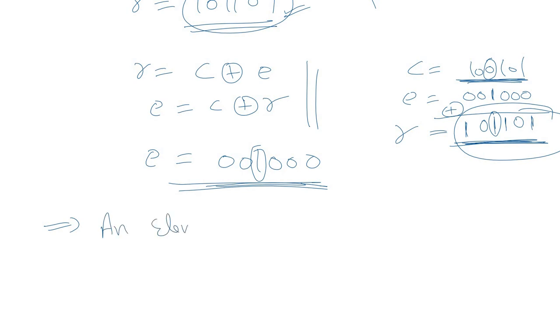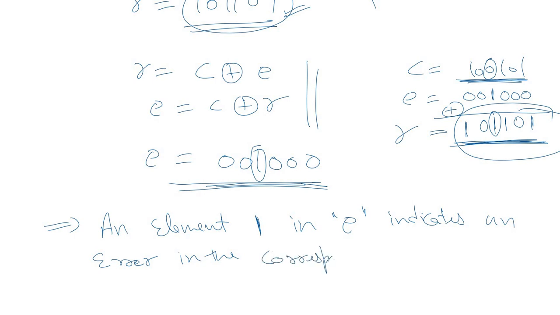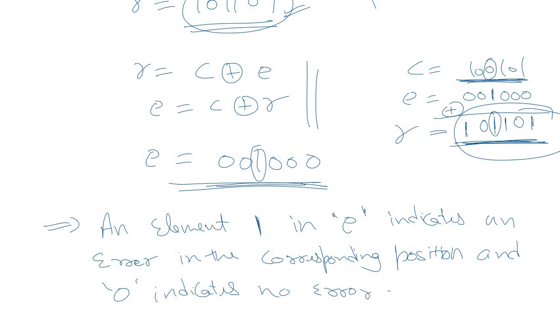an element 1 in error word E indicates an error in the corresponding position, and 0 indicates no error. So this is the conclusion that we can derive from this concept.